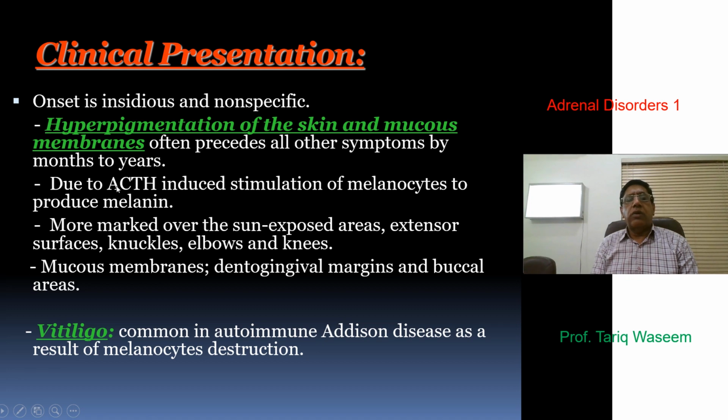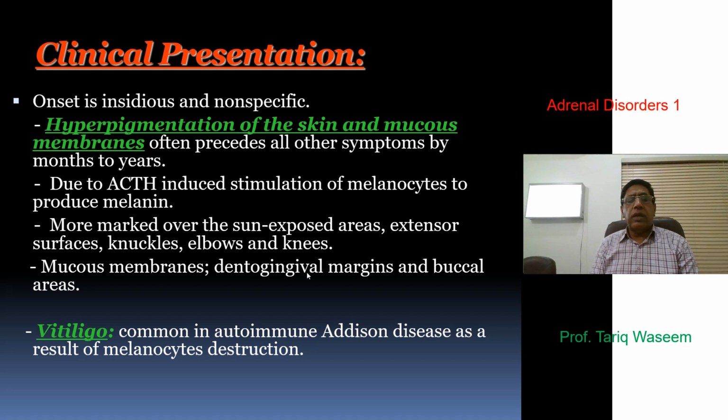Now, what happens is that due to lack of cortisol, the pituitary gets feedback that it has to increase its production of adrenocorticotropic hormone. ACTH also stimulates melanocytes to produce melanin. So that is the reason for hyperpigmentation. This hyperpigmentation is definitely more marked in the sun-exposed areas or the extensor surfaces, knuckles, elbows and knees, and particularly the mucous membranes along the gingival margins or buccal areas.